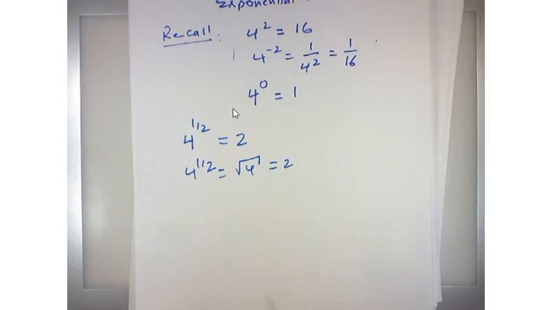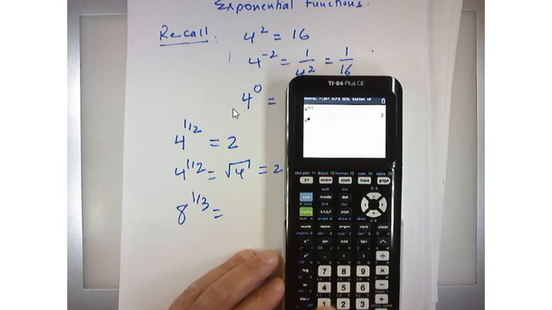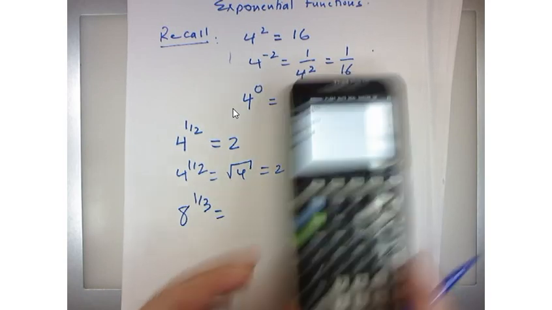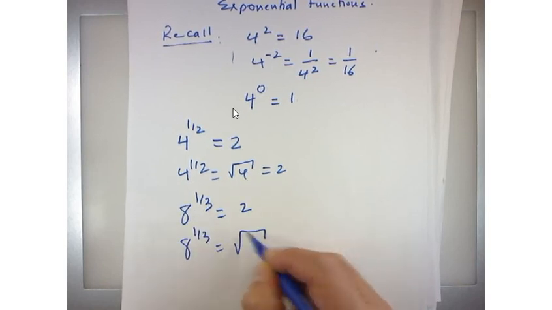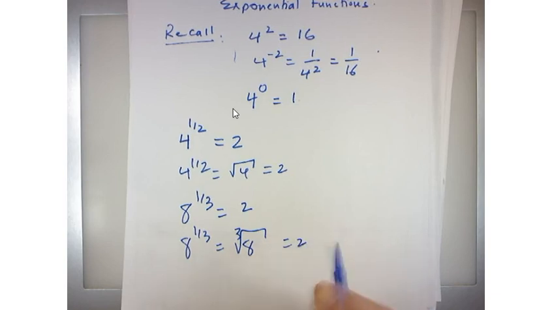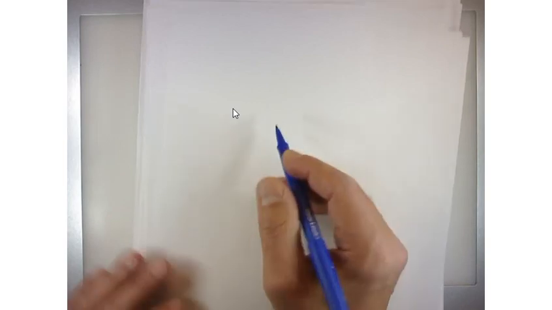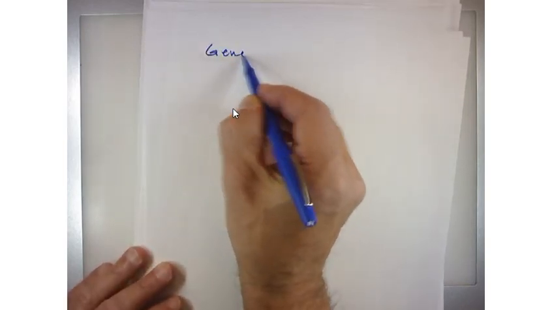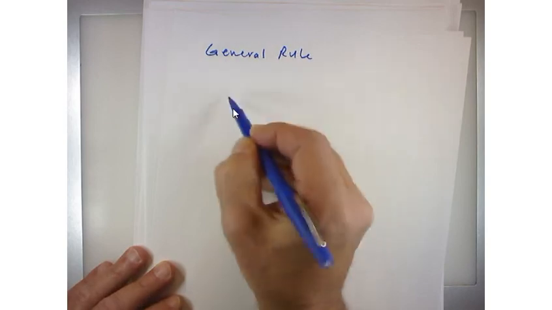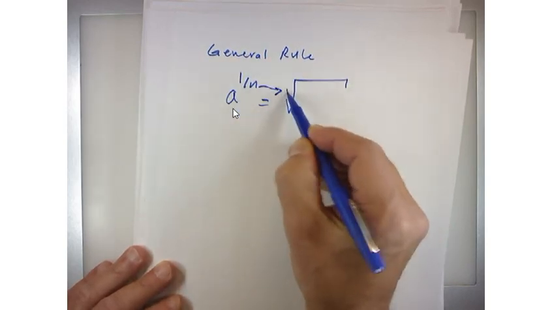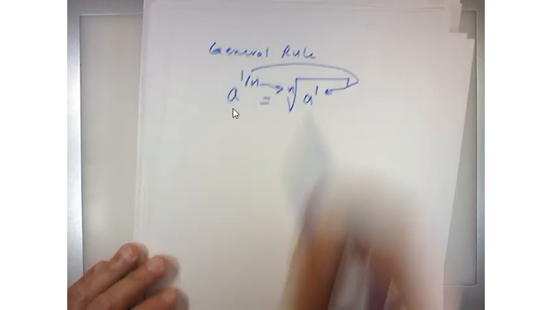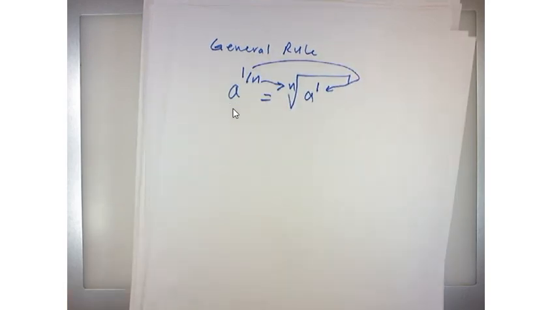Let's try 8 to the 1/3. Well, if we do that on our calculators, that's also a 2. This suggests that 8 to the 1/3 is the cube root of 8, which is 2. So in general, as a general rule, a to the 1 over n is the nth root of a to the first power. Okay.